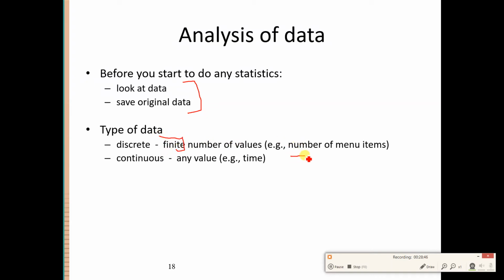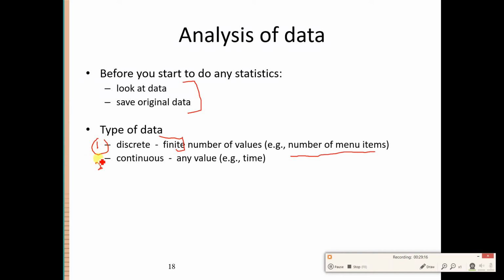For example, the number of menu items. If you have an interface, in the interface there are menus, like a file menu, like an edit menu. The number of items in the menus is going to be limited. They are not going to be infinite. For example, in the file menu we may have menu items like save, open, close, print. So these are the discrete type of data.